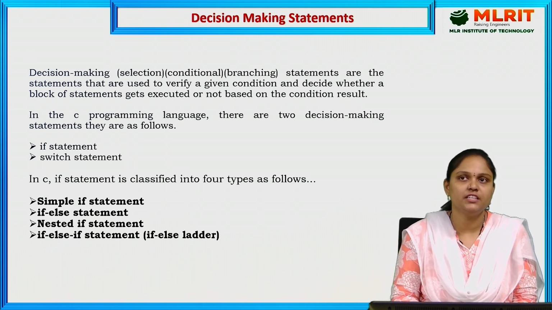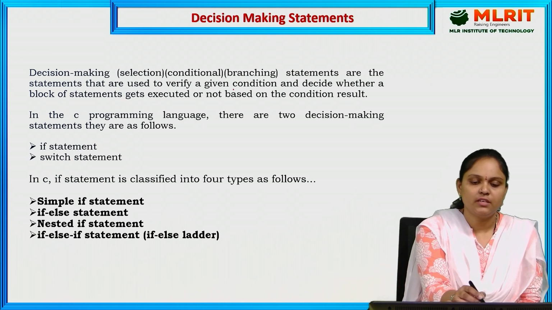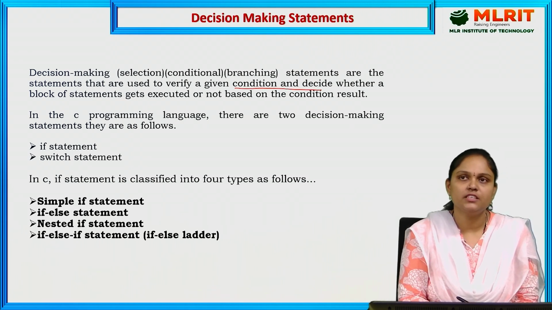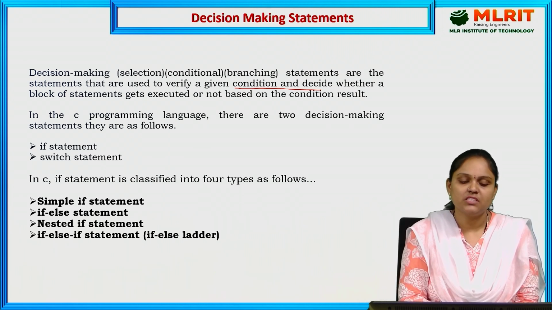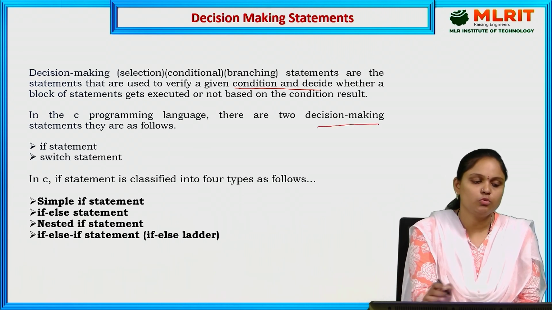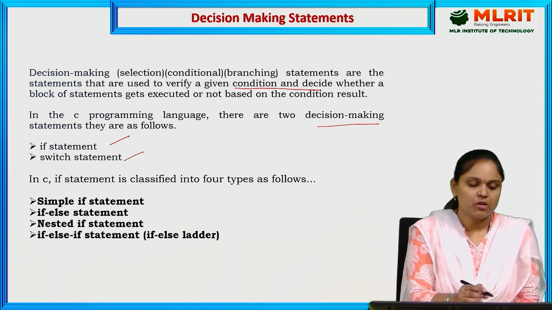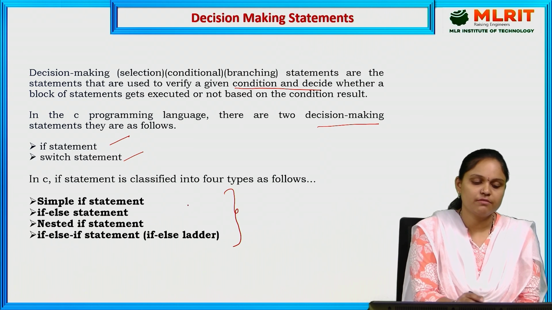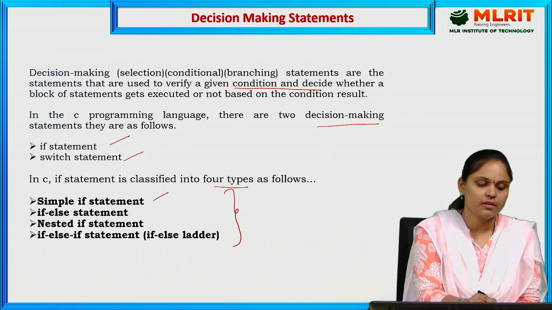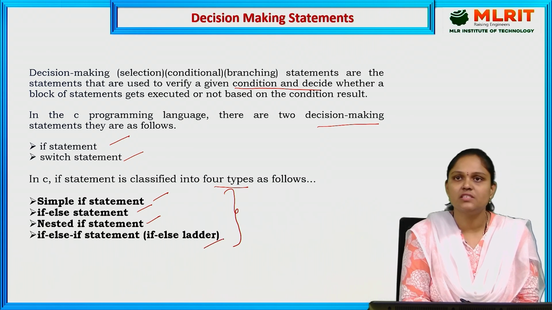So coming to the decision statements, we have already discussed in the previous lecture, the decision statements are based on some conditions. The statements are used to verify the given condition, and based on that condition, the statements will get executed. Here in C programming, the decision statements are of two types. One is if and the other one is switch. The if is divided into four types: simple if, if else statement, nested if statement, and also the if ladder statement.